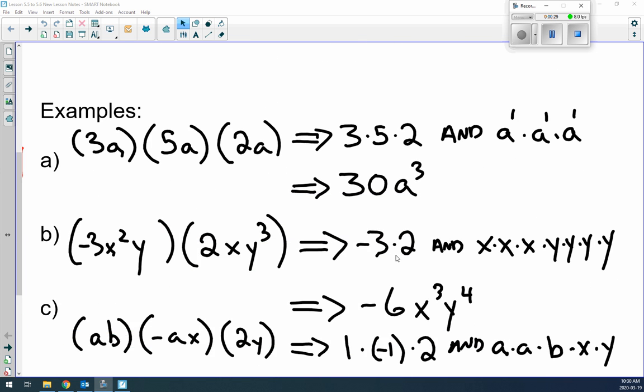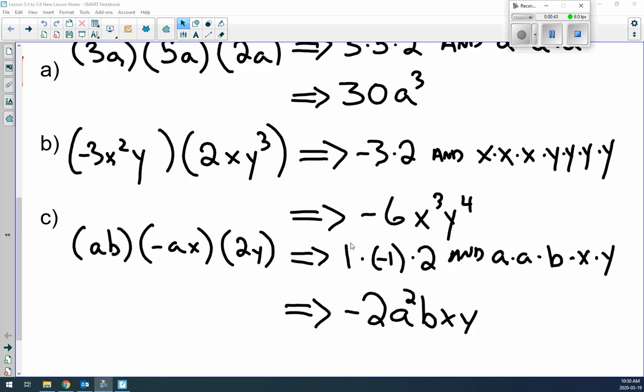So let's look at the first example, 3a times 5a times 2a. All you do is take the 3, the 5, and the 2, and multiply them together. Now the a's all have exponents of 1 over top of them. So when you're multiplying and they have the same base, you add the exponents. So you end up with 30a cubed.